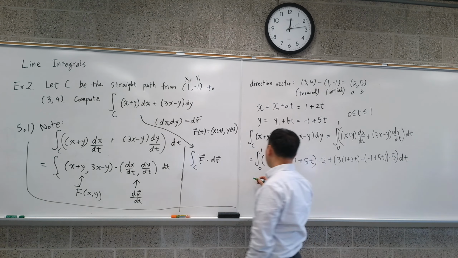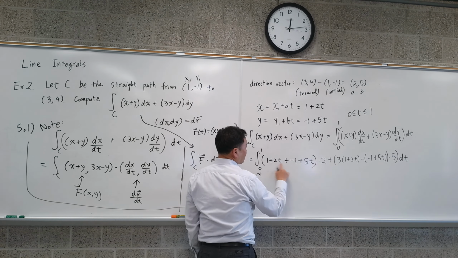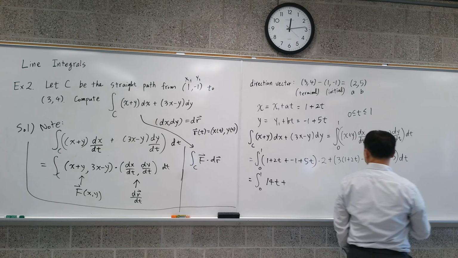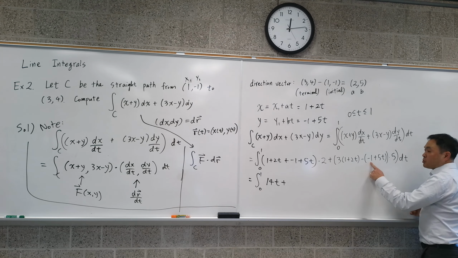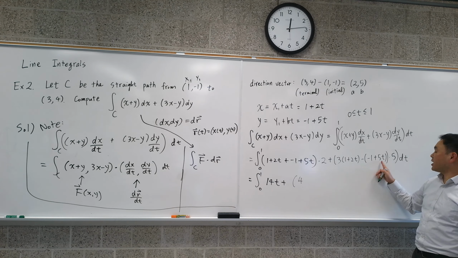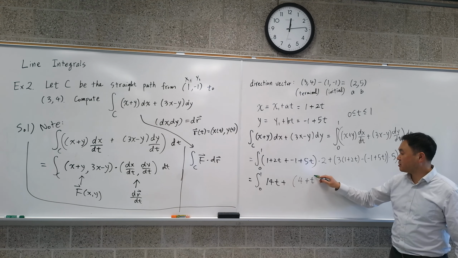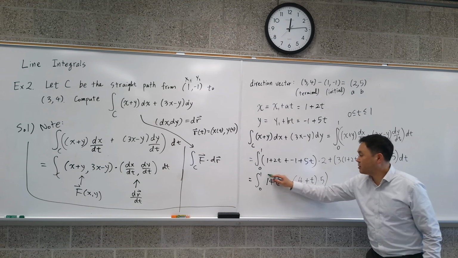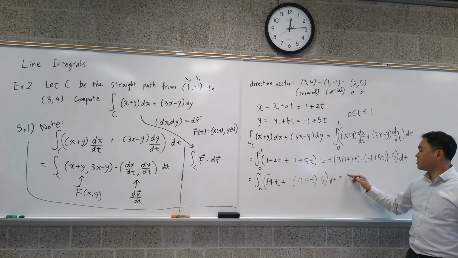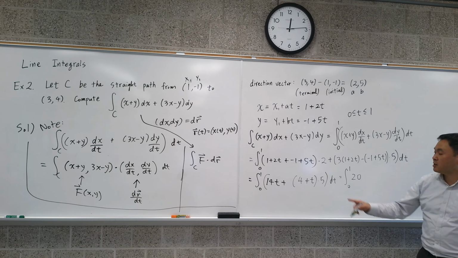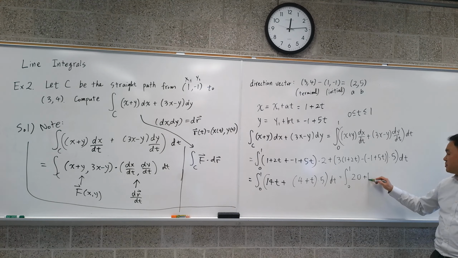That's going to give you, let's see, 1 and negative 1 cancel, so 7t times 2, that's 14t. 3 minus negative 1, so that's 4. And then 6t minus 5t is 1t, times 5 is 5t. So this is going to be the integral from 0 to 1 of 20 plus 19t. 4 times 5 is 20. And then 14 plus 5 is 19.